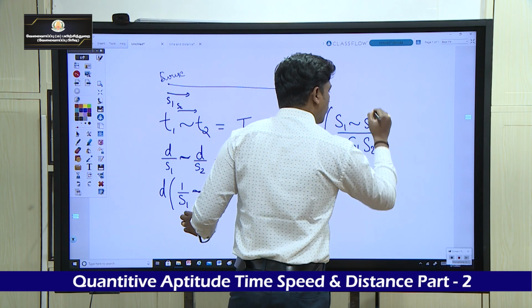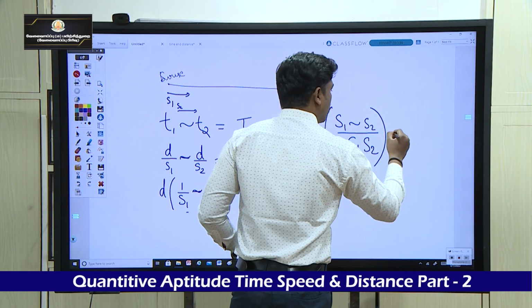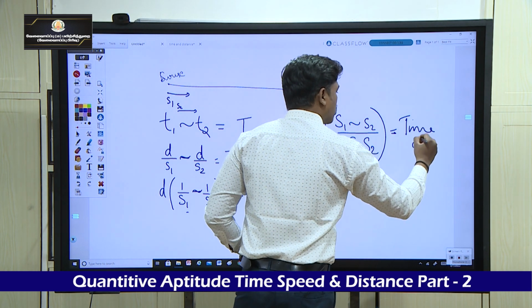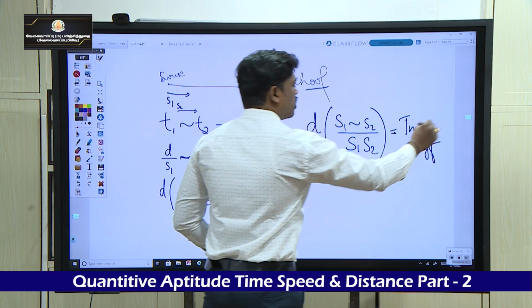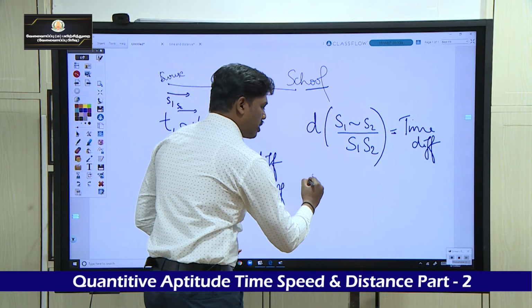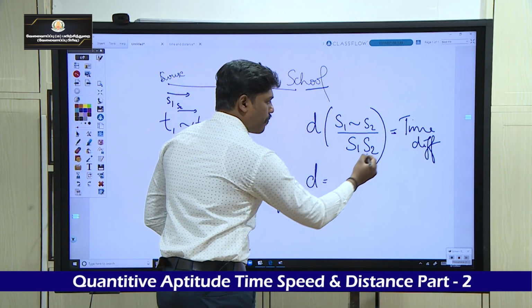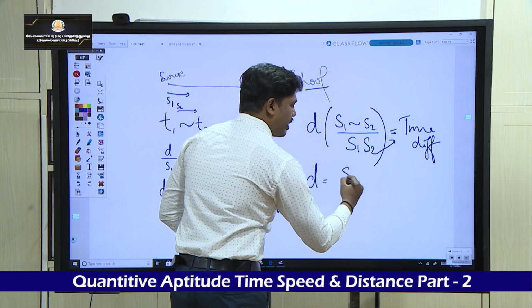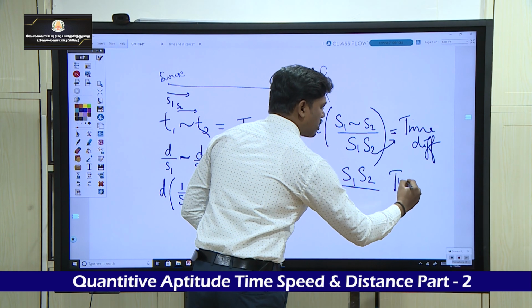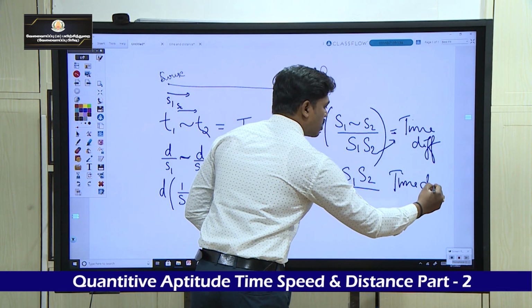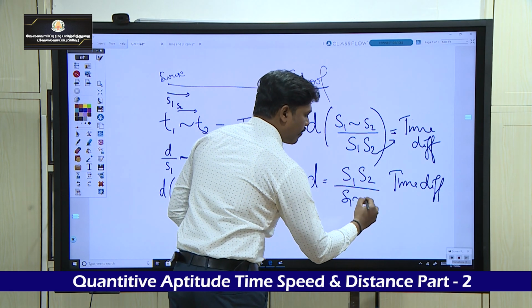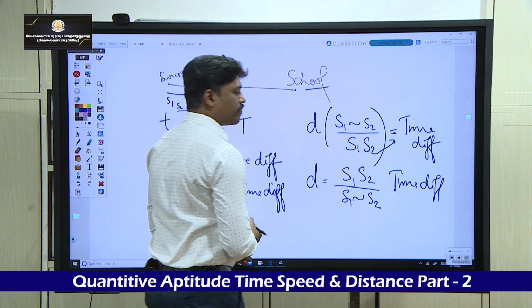S1 into S2 is equal to the time difference. So how do you calculate distance? Distance is equal to S1 into S2 into time difference divided by S1 difference S2.